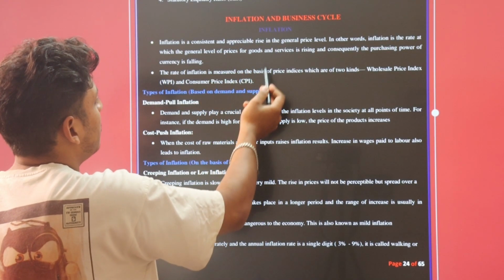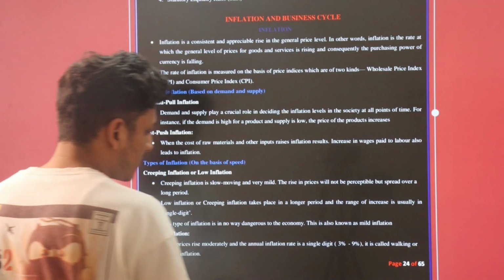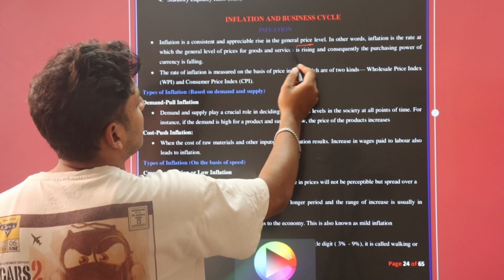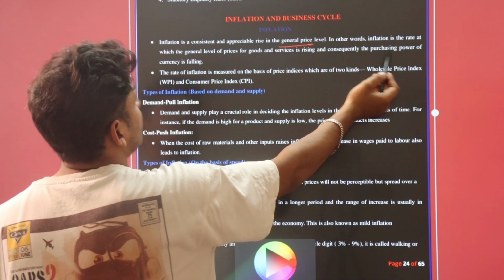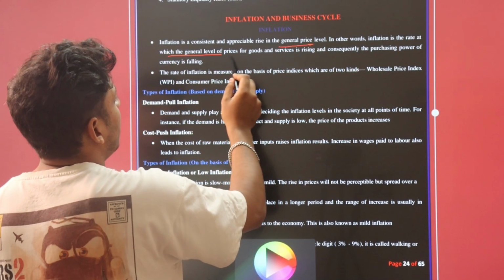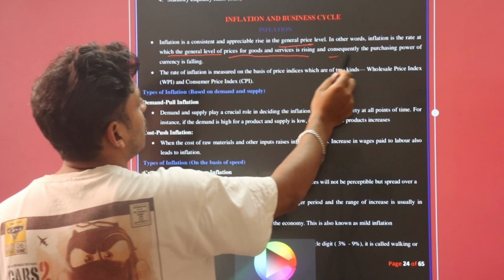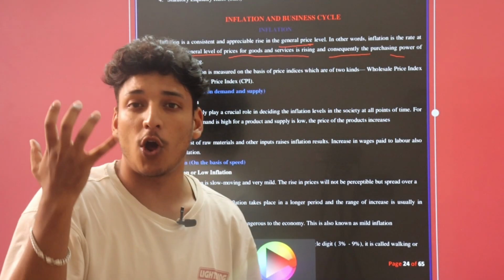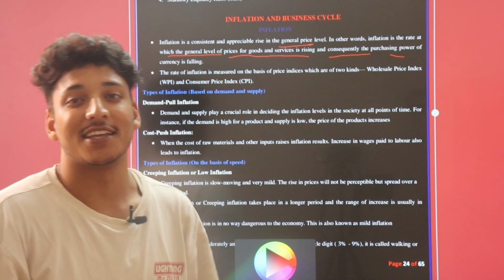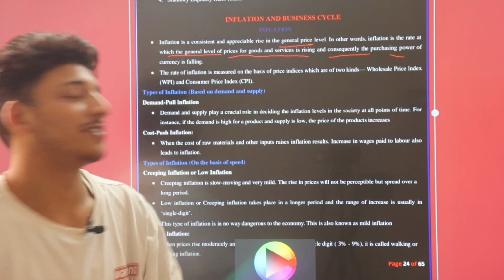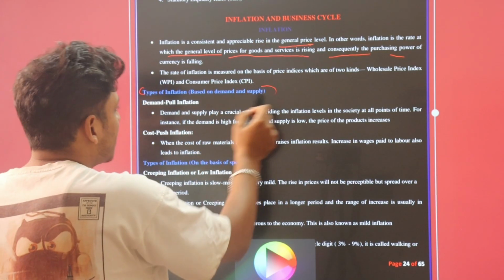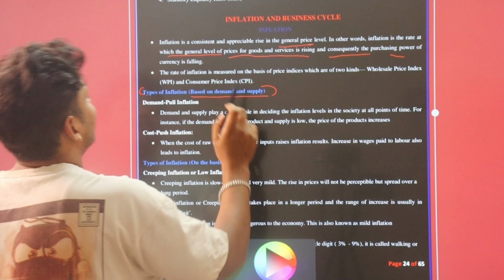Okay, so inflation is a consistent and appreciable rise in general prices. In other words, inflation is the rate at which the general price level of goods and services rises and, consequently, the purchasing power of your currency will decrease. That is inflation. Now we will learn about types of inflation based on demand and supply.